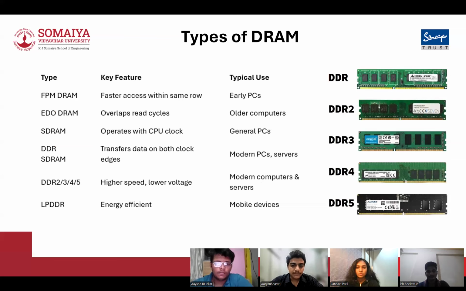Talking about the types of DRAM, DRAM has evolved through many generations. Early types like FPM and EDO paved the way for SDRAM, with memory operation synchronized with the system clock, which is a major speed boost. Then came DDR SDRAM, double data rate, which transfers data twice per clock cycle. Over time, we have advanced through DDR2, DDR3, DDR4, and now DDR5, each offering faster speeds and lower power consumption. For mobile devices, there is LPDDR, which stands for low power DDR, optimized for energy efficiency, making it ideal for smartphones and tablets.